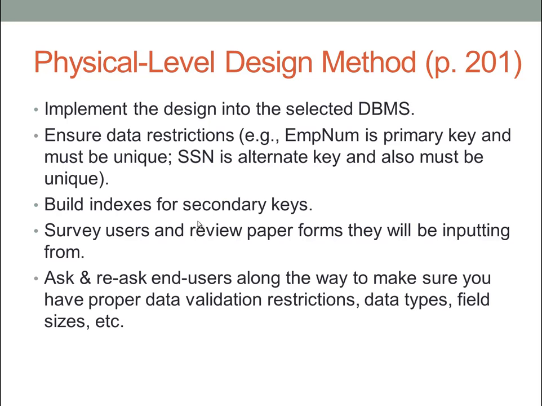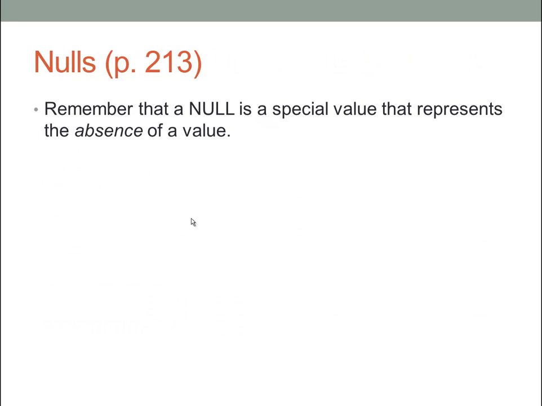And your author spends a lot of time in the chapter going over how to review the end users' documents, where they're getting their information from, listing these things out, etc. But it's really slightly different depending upon what DBMS you're using for that physical level design. There is some important information, though, on page 213, where the author spent some time talking about nulls. And remember that a null is a special value that represents the absence of a value. And it means that the value is either unknown or that value is not applicable in this particular situation.